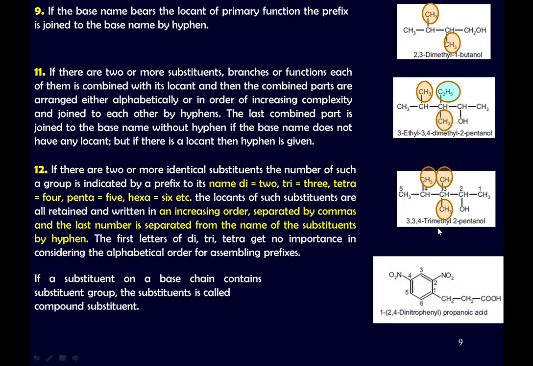So let me explain this. The substituent itself also has substituents. So first the substituent nomenclature should be completed, and then it should be put in a bracket and attached to the base name to make a complete compound. Now the case in point is a dinitrophenyl substituent, and the place where it is joined will be called number 1, and accordingly anticlockwise will give 2 and 4. So 1,2,4-dinitrophenyl propionic acid.